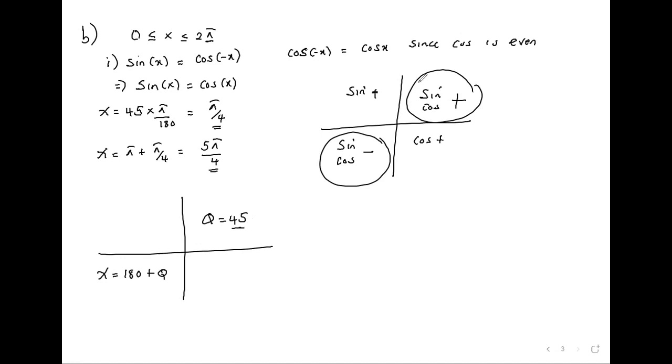They're confused on 45. Sine 45 is root 2 over 2. Cos 45 is also root 2 over 2. So the two are equal. That's why we've picked 45, because we know that the two are equal at 45.